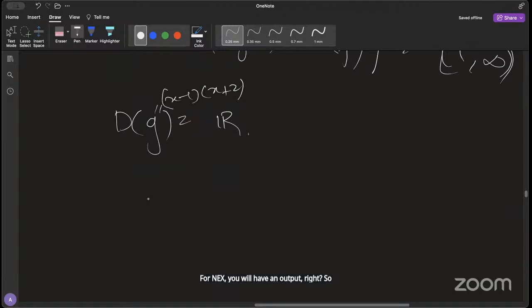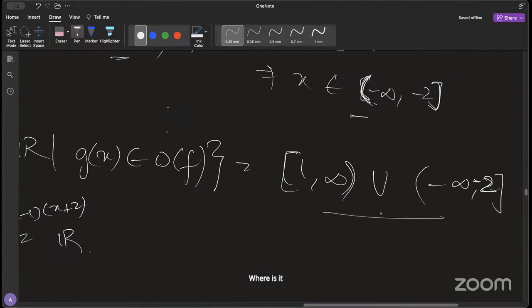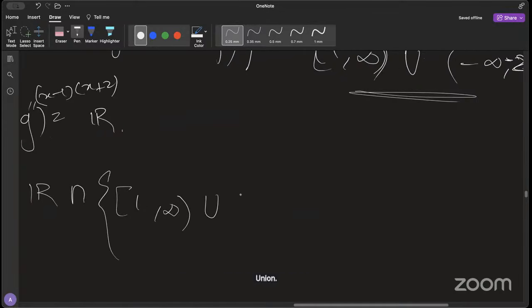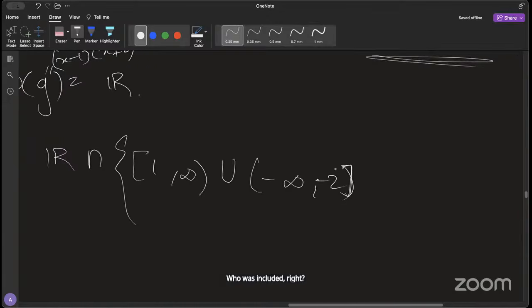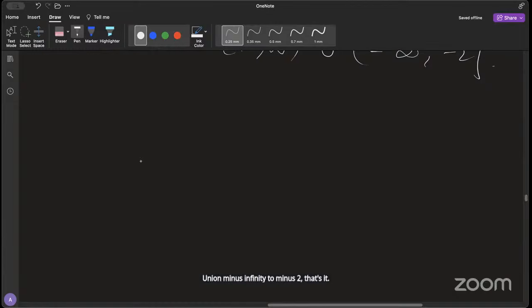So all real numbers. That means your intersection will be R intersected with this set. Where is it? This one. R intersection with 1 to infinity, union minus infinity to minus 2. 2 was included, right? Yeah. That means it's just 1 to infinity, union minus infinity to minus 2. That's it. Is this okay?